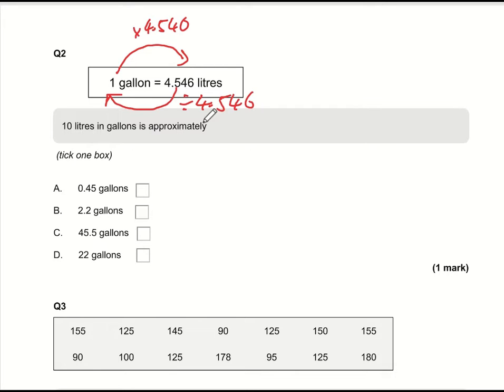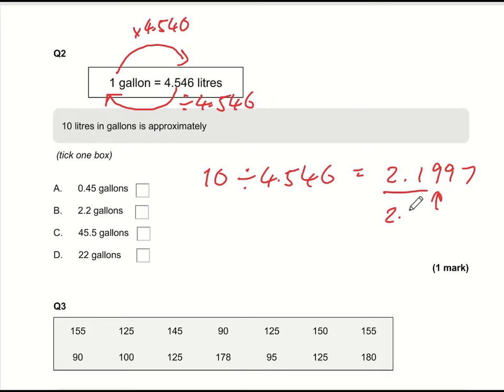4.546. So if we're converting 10 litres into gallons, then it's going to be 10 divided by 4.546, and that comes to 2.1997. So we can round that to 1 decimal place, and we say that that is approximately, and this is a 9, so that will round the 2.1 to a 2.2, and that is answer B.